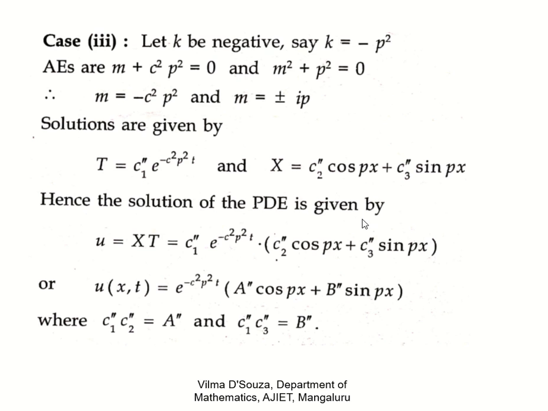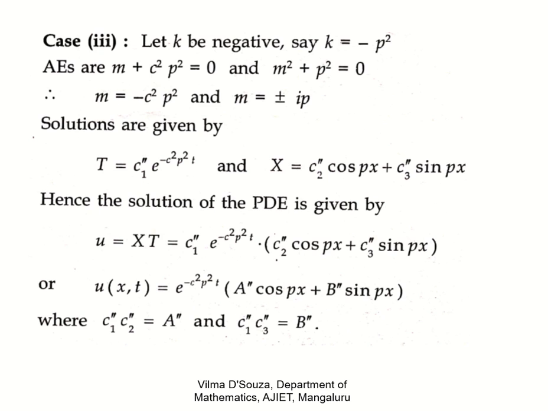So what is the solution of the PDE now? The solution of the PDE is given by u equals X into T, that is (c2'' cos px plus c3'' sin px) times c1'' e^(-c²p²t). Again these constants you can multiply and simplify. Keep the term e^(-c²p²t) as it is, and c1''c2'' take as a'' into cos px, plus c1''c3'' take as b'' into sin px.